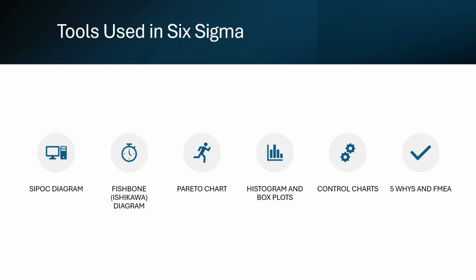Then comes the histogram and box plots. A histogram shows the frequency distribution of data that is used to spot the skewness, the spread, and the central tendency. The box plots show the spread, median, quartiles, and outliers, thereby offering a quick summary of data variation.